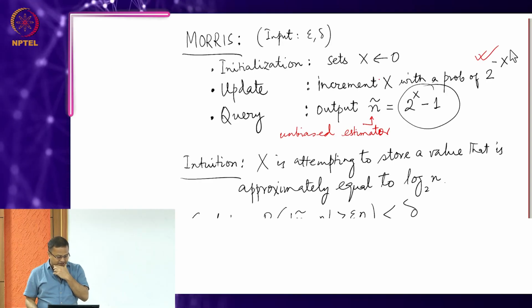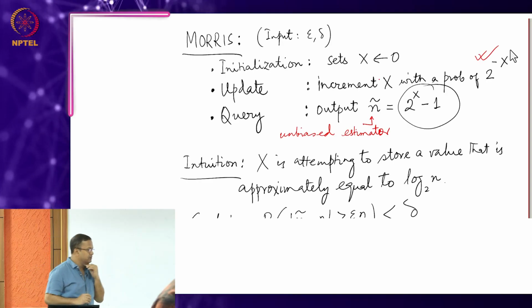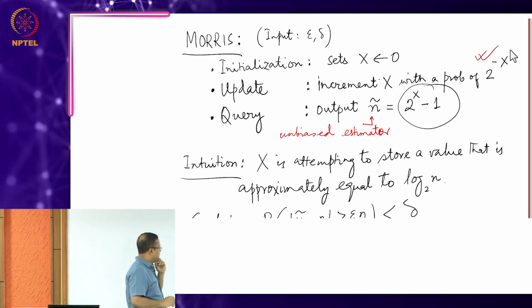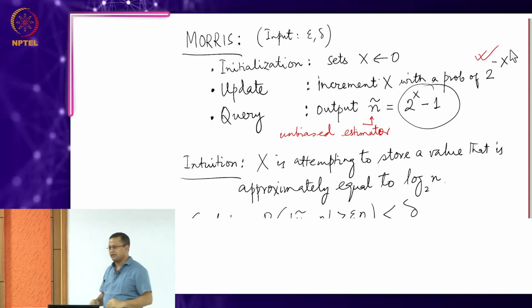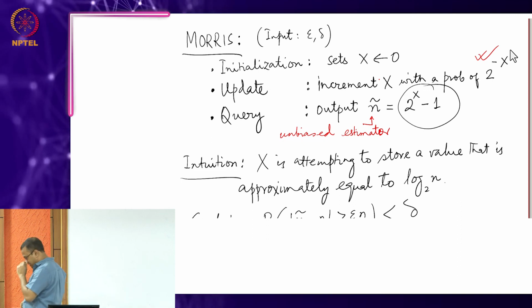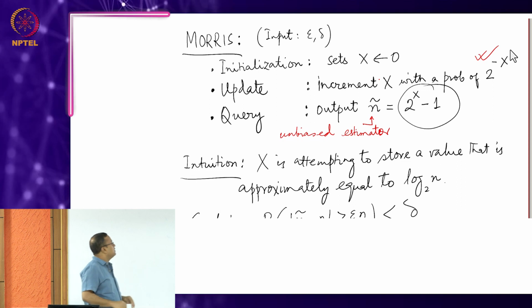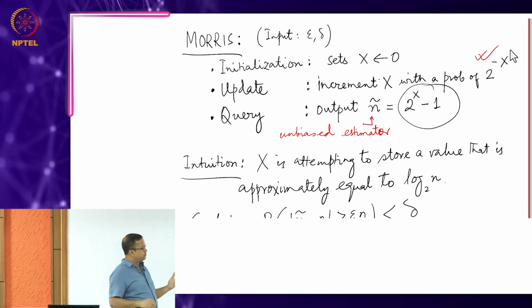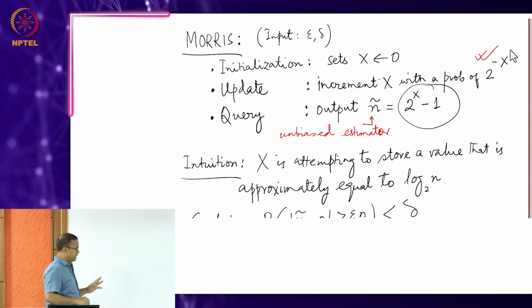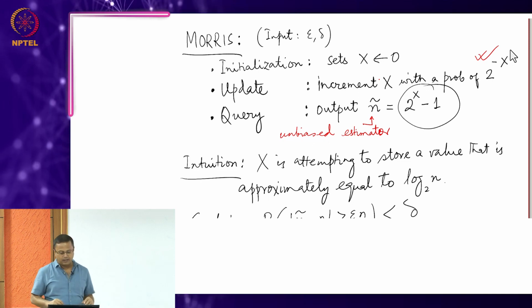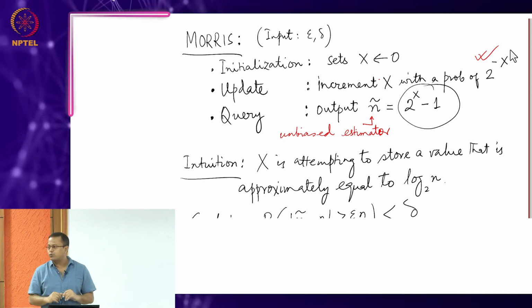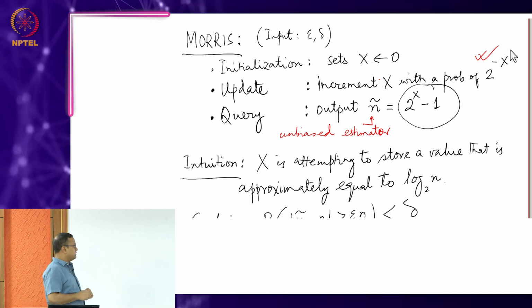So, we would look into Morris and this approximate counting paradigm and try to show that with some more space you can get a nice epsilon delta algorithm. So, let us quickly brush up what we did yesterday.